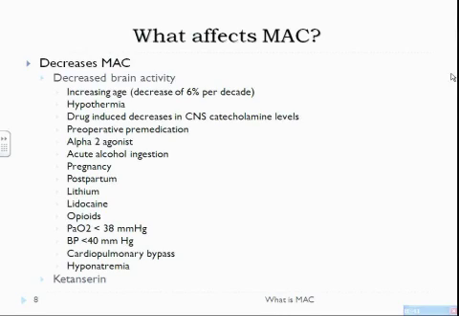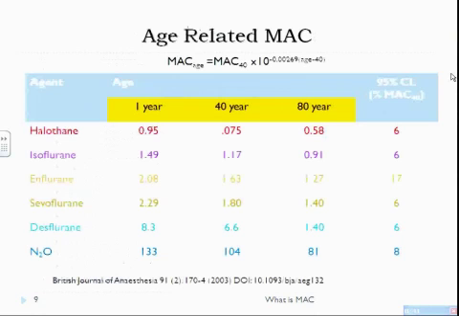The other thing is that you also see your MAC value decrease when your blood pressure is low. Cardiopulmonary bypass will also decrease your MAC, and so will hyponatremia. And the other thing is a medication called ketanserin that also will cause a decrease in MAC. I've never seen ketanserin, so I don't know. It's one thing that was in the book.